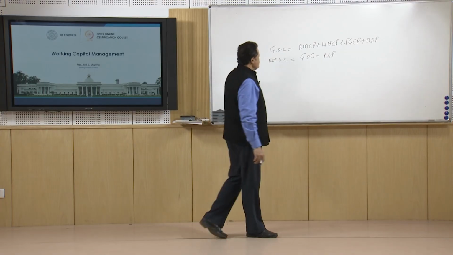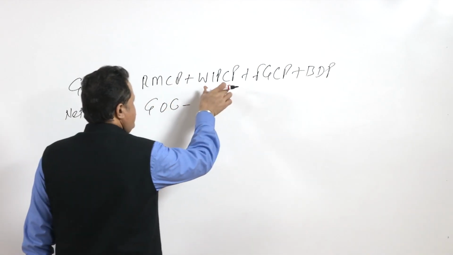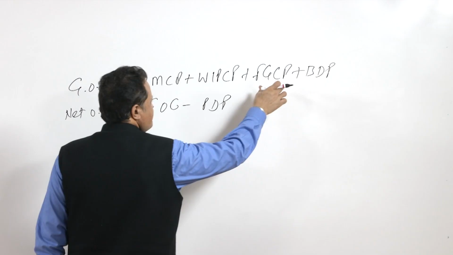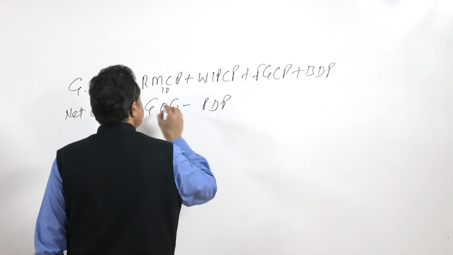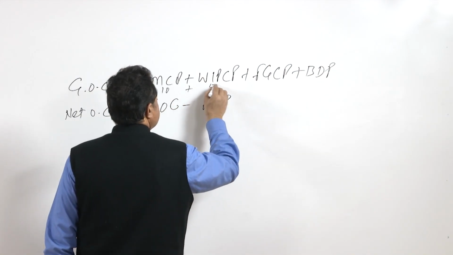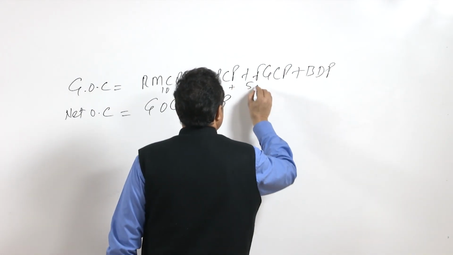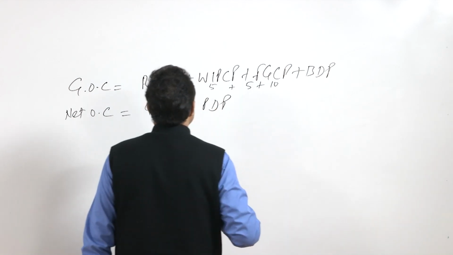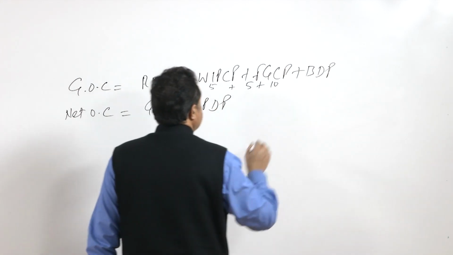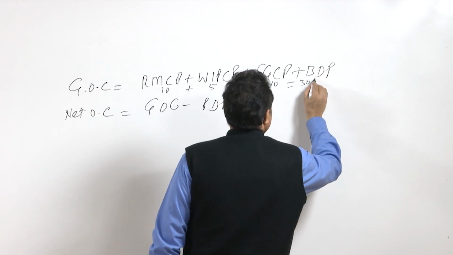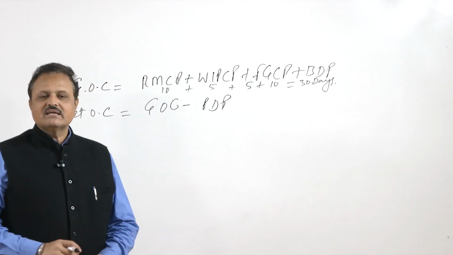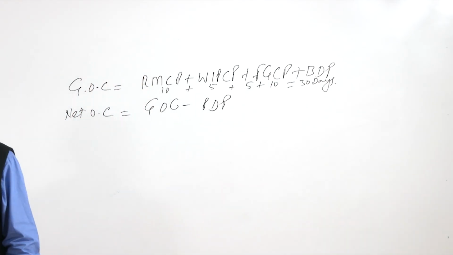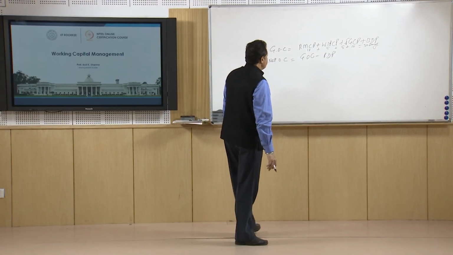So the sum total of this is the raw material conversion period plus work in process conversion period, finished goods conversion period, and book debt period. For example, raw material conversion period is 10 days, plus here it is 5 days, then plus again 5 days, and then 10 days. So the length of the operating cycle is how much? That is 30 days. In total 30 days we will be converting cash back into cash. So this is the duration of the operating cycle.